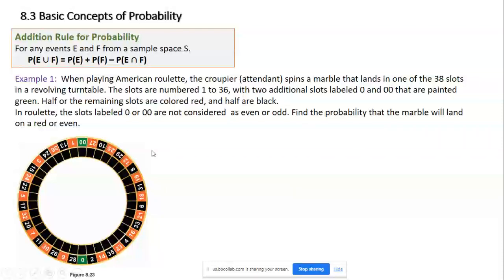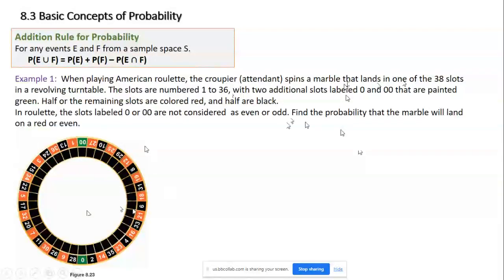So let's do this example. Okay, this is a cool one. It feels like we're in Vegas, right? We have a roulette wheel. When playing American roulette, the croupier, or the attendant, I like the way he's using the proper terminology, nice, spins a marble that lands in one of the 38 slots. What spins is this round thing, the circle, and you throw a marble in here, and the marble spins in here as well. When the roulette wheel stops spinning, the marble lands in one of these options.